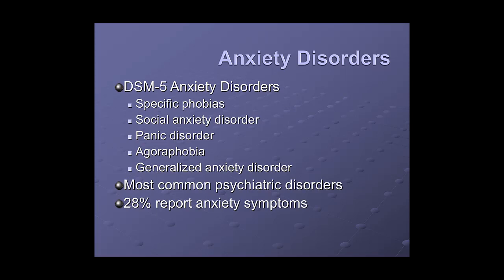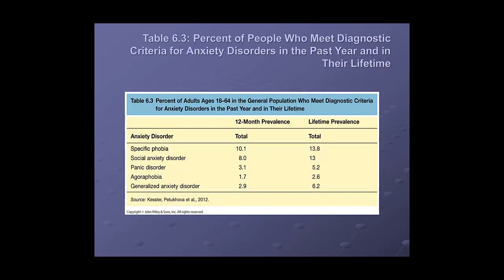That's the most typical anxiety disorder that we have a tendency to see. So this table here presents for us the percentage of people who meet the diagnostic criteria for anxiety disorders. When we look at specific phobias in a 12-month time period, we see about 10% of people. In terms of a lifetime, almost 14%. Social anxiety has a tendency to be the next most common, and so on and so forth.